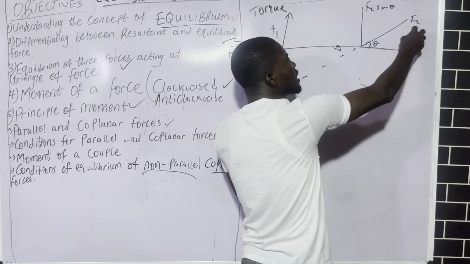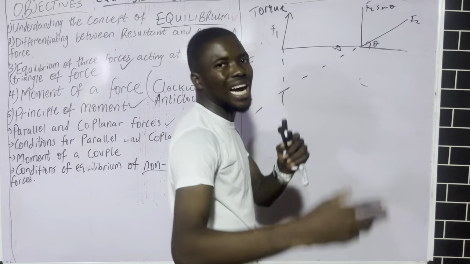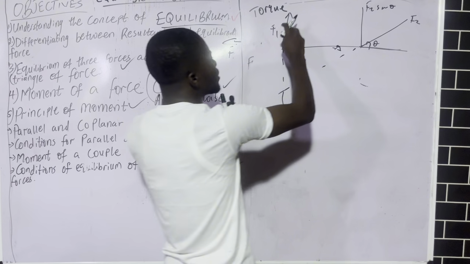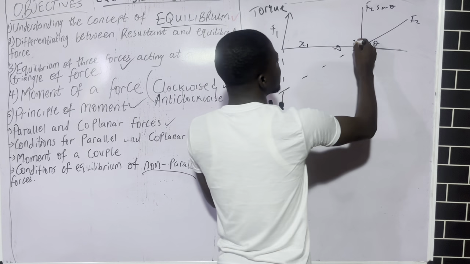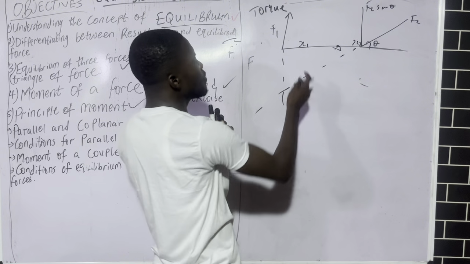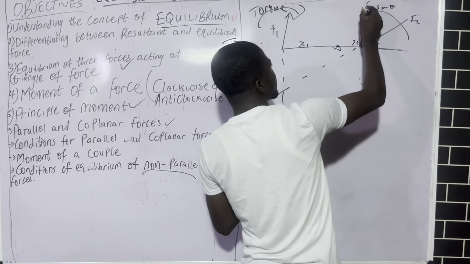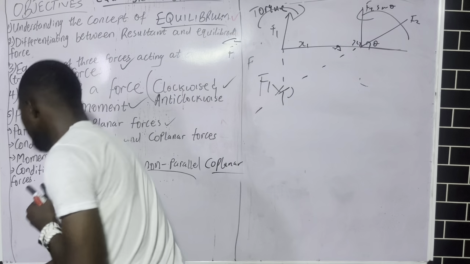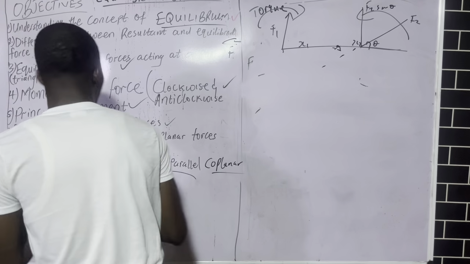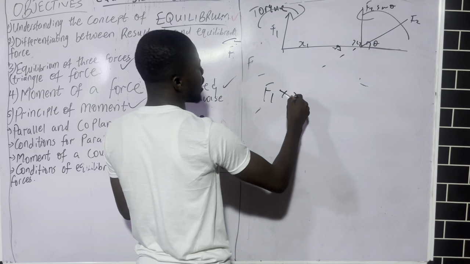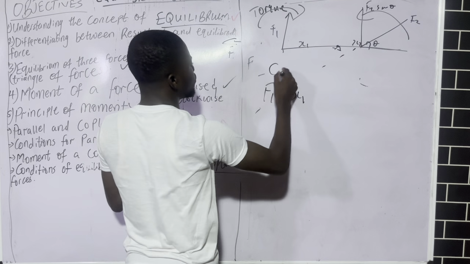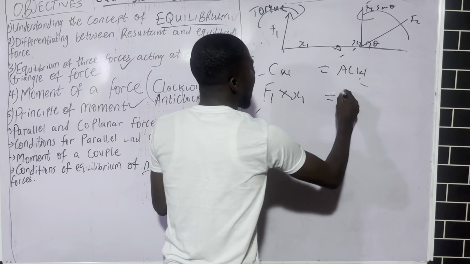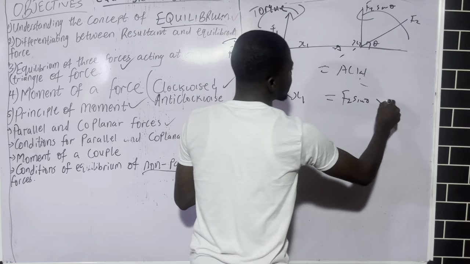So after changing our F2 to the vertical side, now we can use the same method we used for the previous one. If I'm to find the moment of this one now, if this is x1 and this is x2, then I will say clockwise moment is equal to anti-clockwise moment. That will be F1 times x1, that's clockwise moment, is equal to anti-clockwise moment, which is F2 sine theta times x2.